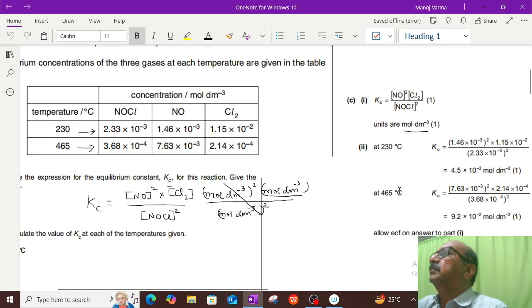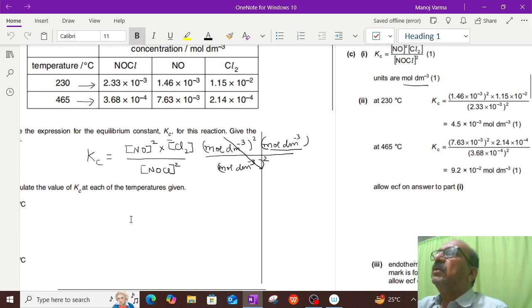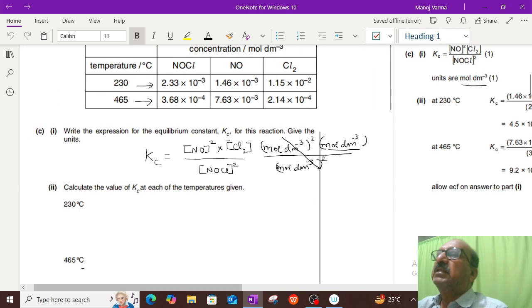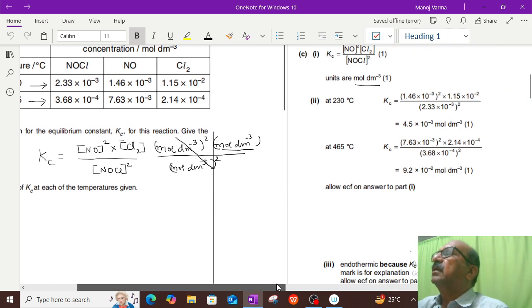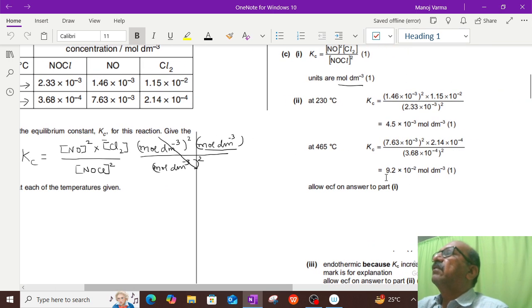And then when you find the value at the other temperature, that is at 465 degrees, then you take these values, and then you put the values here for 465, and just solve, and you get 9.2 into 10 raised to minus 2.